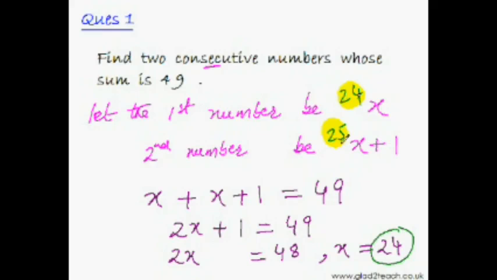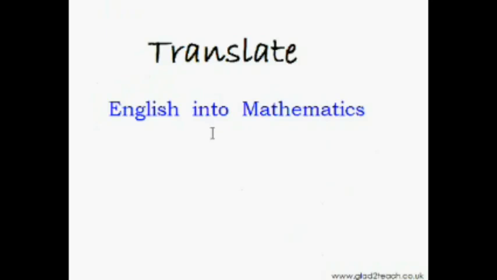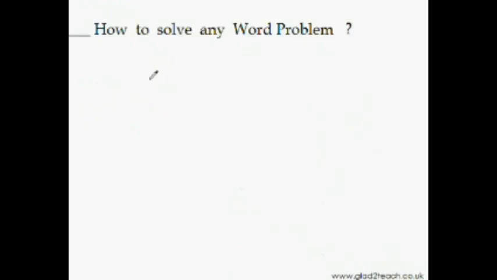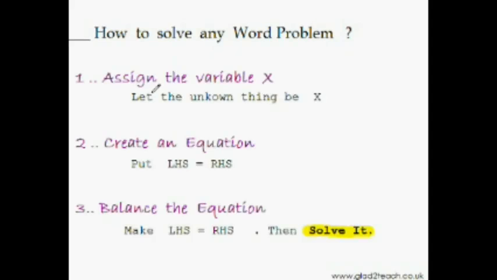And you can even double check the answer. See, 24 and 25, they are consecutive, no problem with that, and they also add up to 49. So as we have just seen, solving any word problem is very easy if you know how to translate English into mathematics. See, we translated this English sentence into this algebraic equation. Okay, so let me just show you the simple steps to solve any word problem.